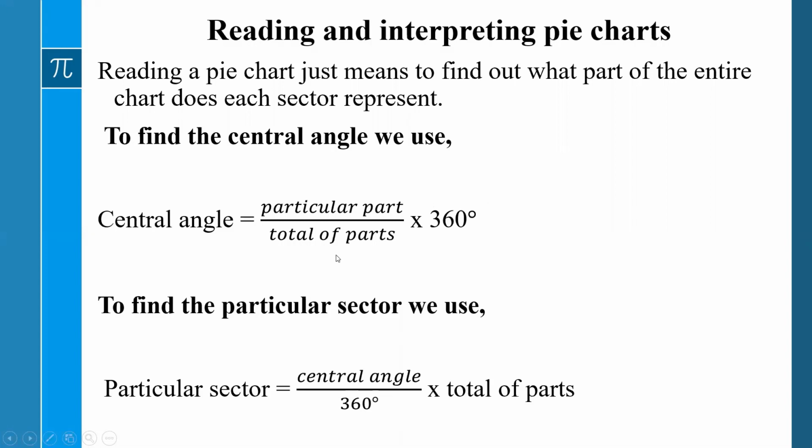So when you are given data and you have to draw a pie chart, you need to calculate the central angle. For that you will be using this formula. And when you are already given a pie chart, and either the percentage or the degrees are given, then in order to find out the particular sector, you will be using this formula.